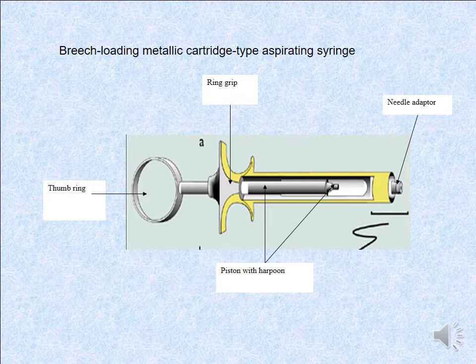This is the part of it. I repeat it: needle adapter, the barrel, the piston and harpoon, ring grip, and thumb ring. That is all the parts of the aspirating syringe. And we have windows at the side, one window or two windows at the side of the barrel.